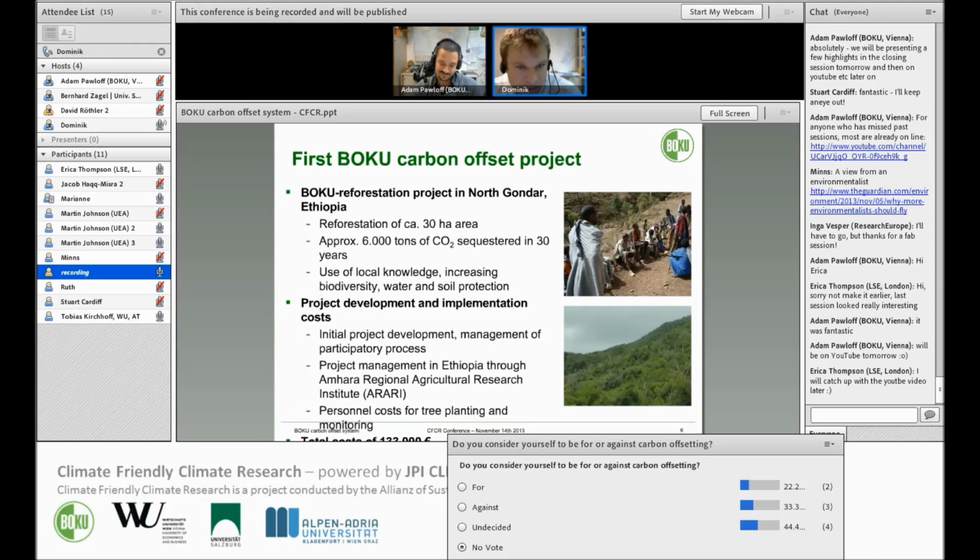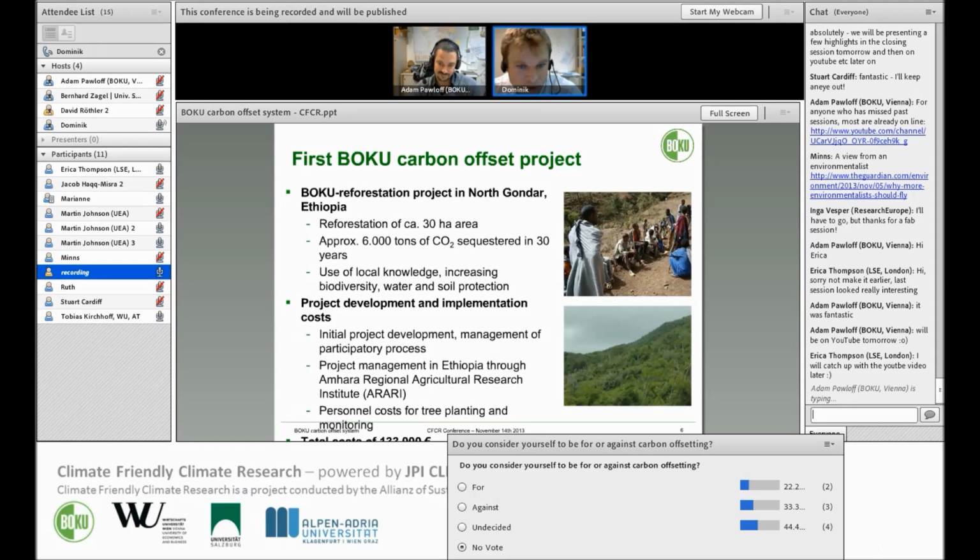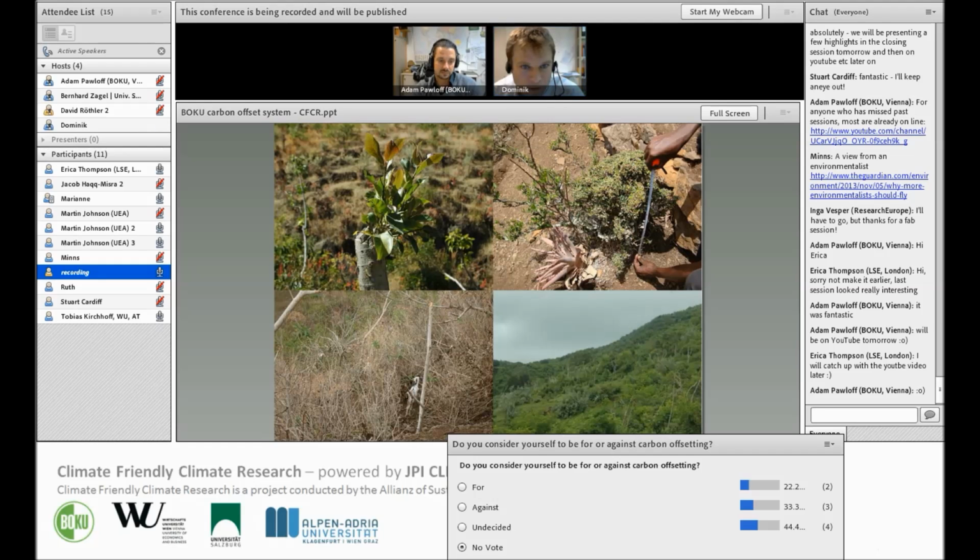Yes, and then we have to look for the costs for tree planting and monitoring, of course. But this will be mainly next year, before the little rainy season starts in Ethiopia. So here are some pictures of the project.